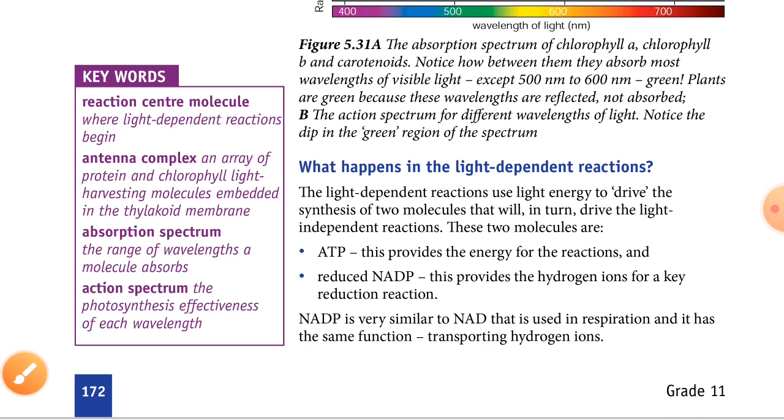So the next thing, what happens in the light dependent reactions?